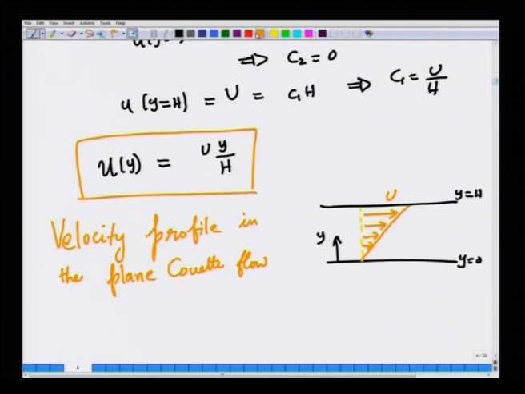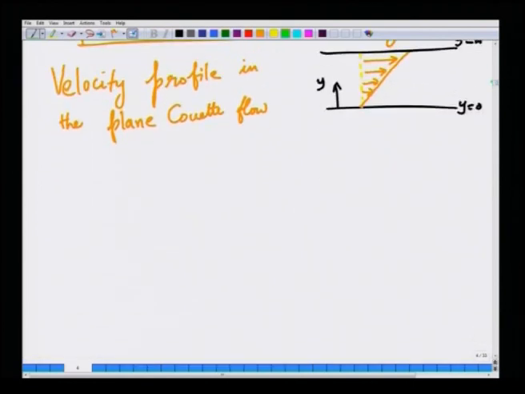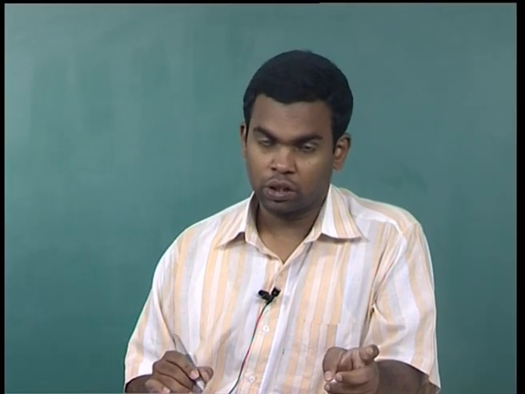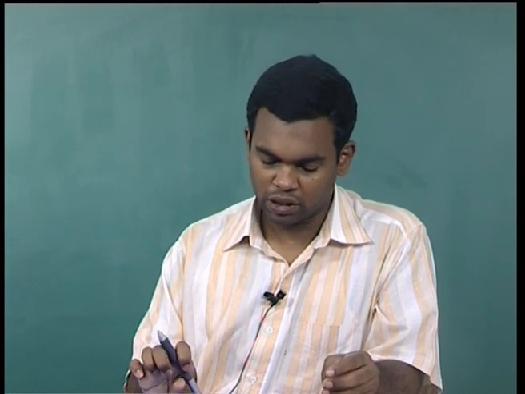This is a linear variation of velocity, a linear velocity profile. Now, once you have the velocity profile, you can find out the stress tau x y is mu partial u partial y. We want the shear stress on the top plate at y equals h, because we want to calculate the force that we must exert on the top plate, so that the top plate moves with the velocity u, because there is a viscous fluid in between.